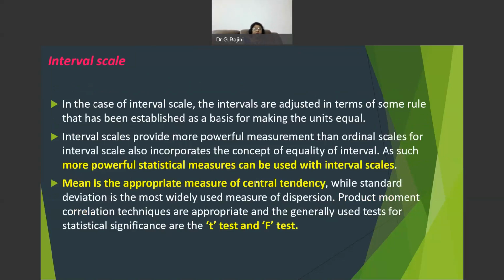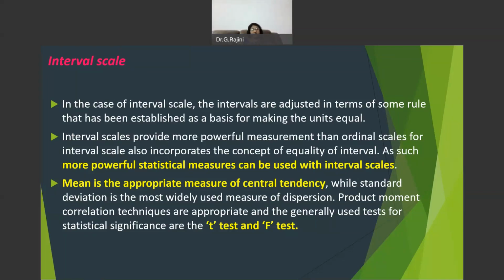In interval scale, what happens is you can ask for only one item. The price is an important criteria which influenced me to buy this particular commodity. So if that is a statement for which you have got strongly agree, agree, partially agree, disagree, and strongly disagree, this is an interval scale. Okay. So in interval scale, intervals are adjusted in terms of some rule that has been established as a basis for making the units equal. So strongly agree and agree, the difference is 1 unit.